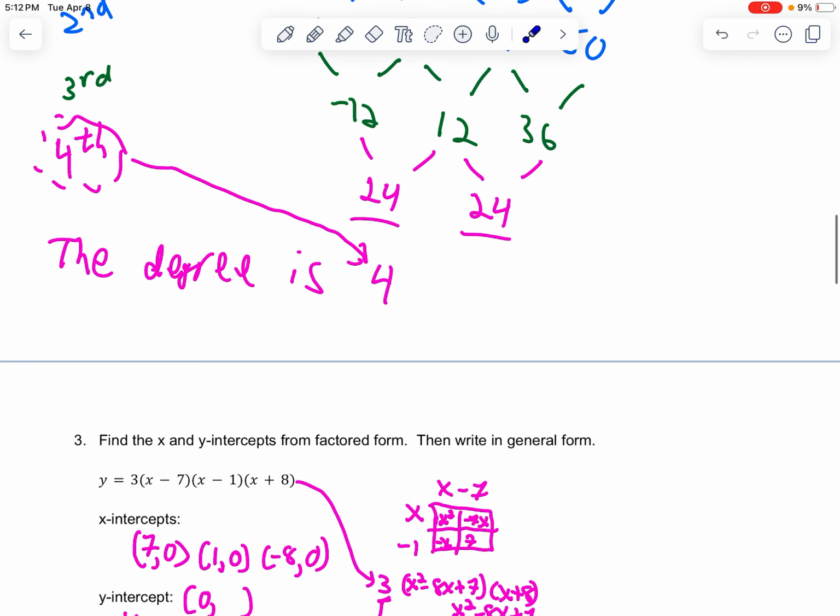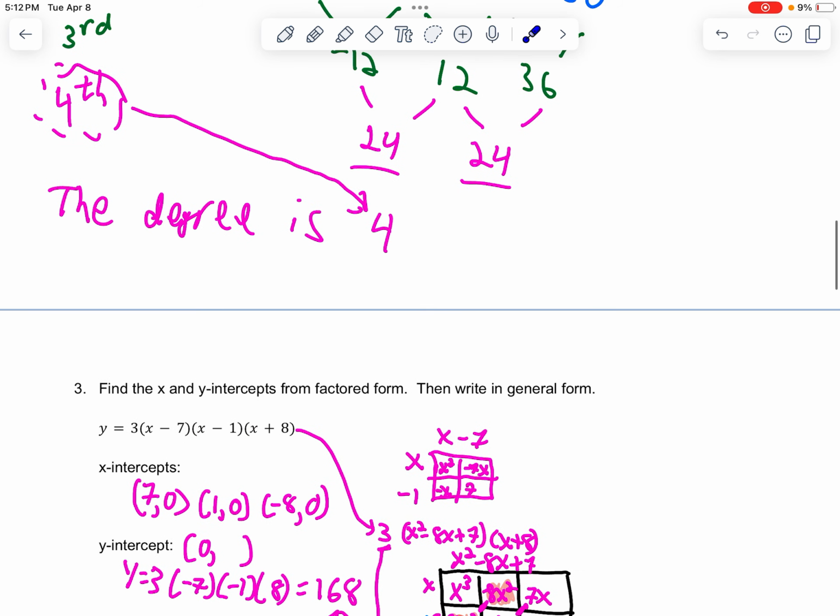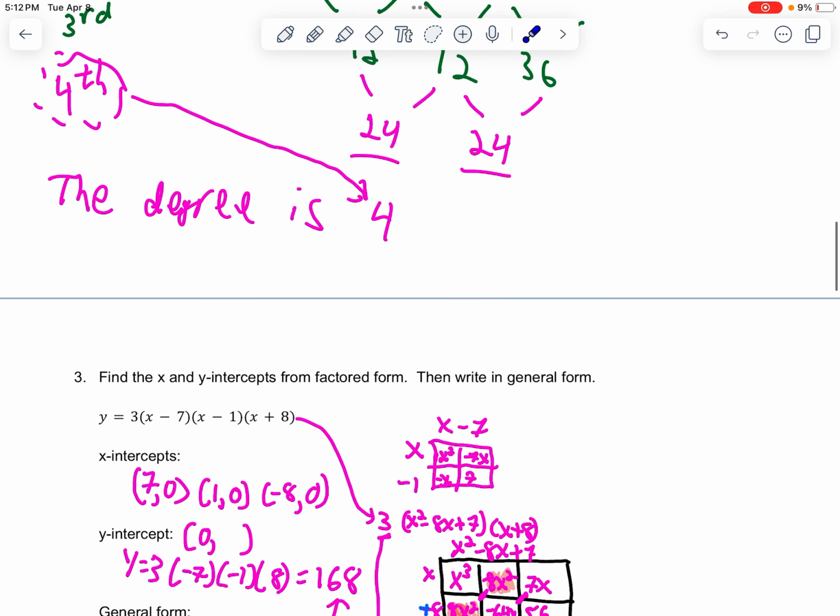Okay. The y-intercept, all you've got to do is put zeros in for x, because that occurs at x equals 0. And you end up with that product: 3 times a negative 7 times a negative 1 times 8. Using a calculator, you get 168. Okay? And that's the y-intercept. So the y-intercept would be 0, 168.